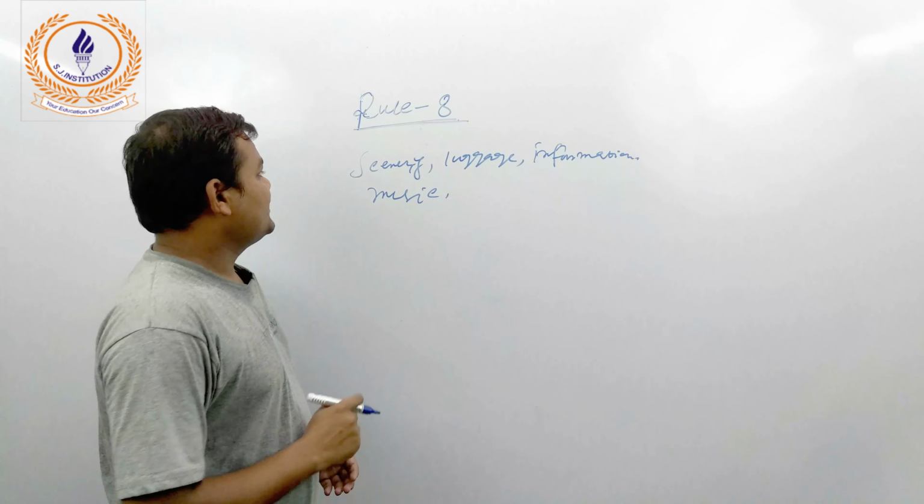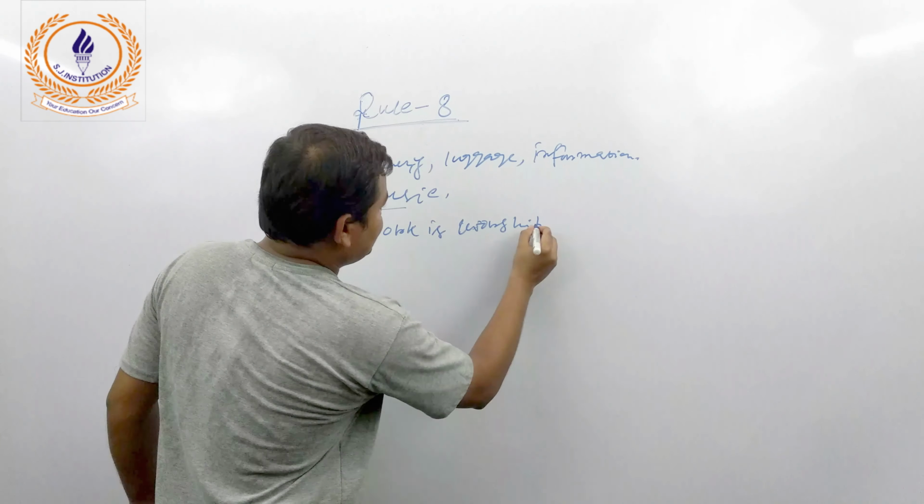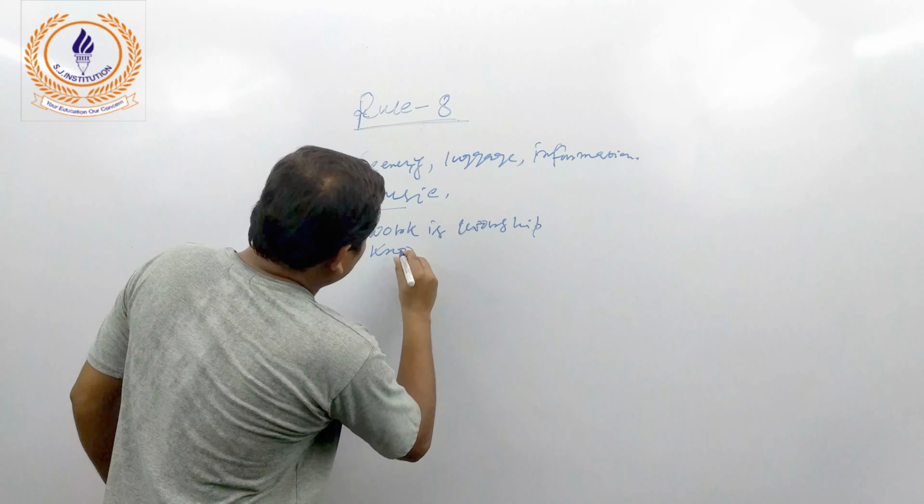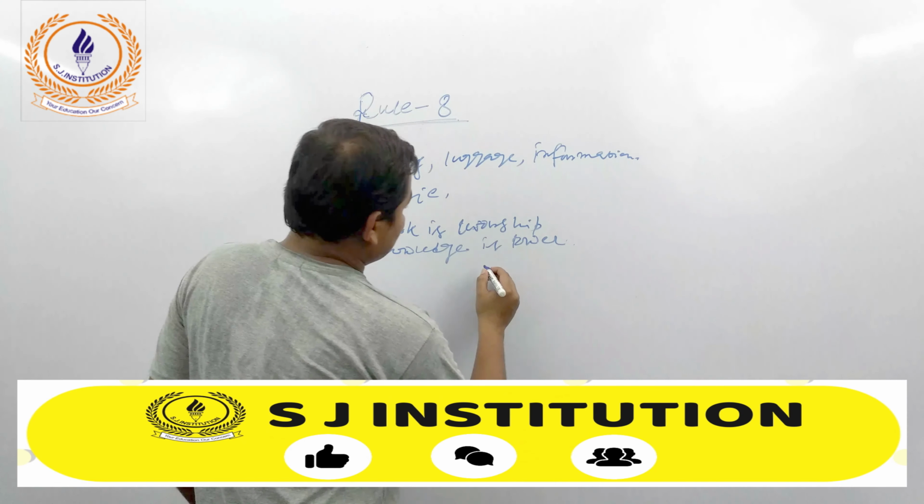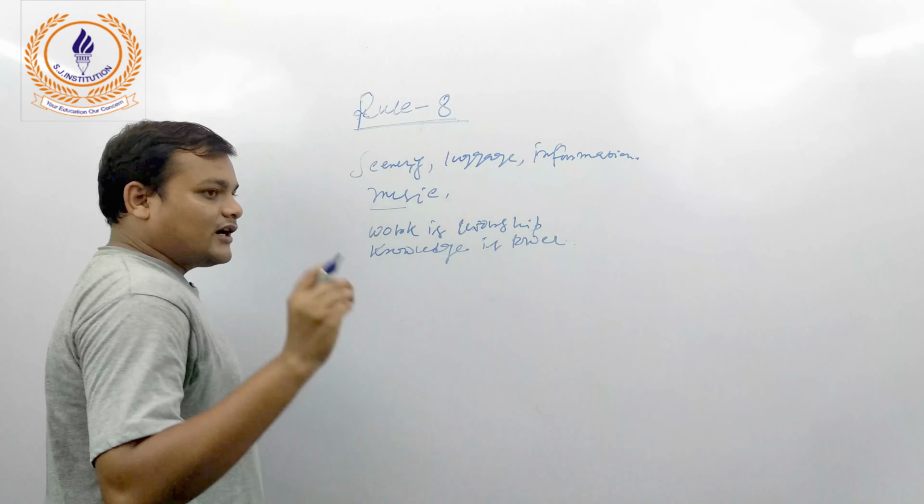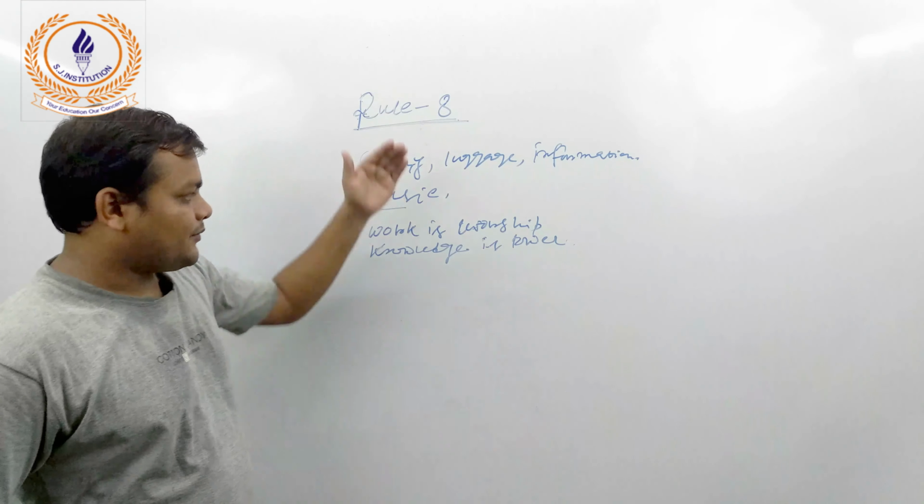For example, work is worship. Work is worship. Work, knowledge, these are all uncountable nouns. Knowledge is power, and you cannot pluralize it by adding s after these nouns. So the verb must be singular after these nouns.